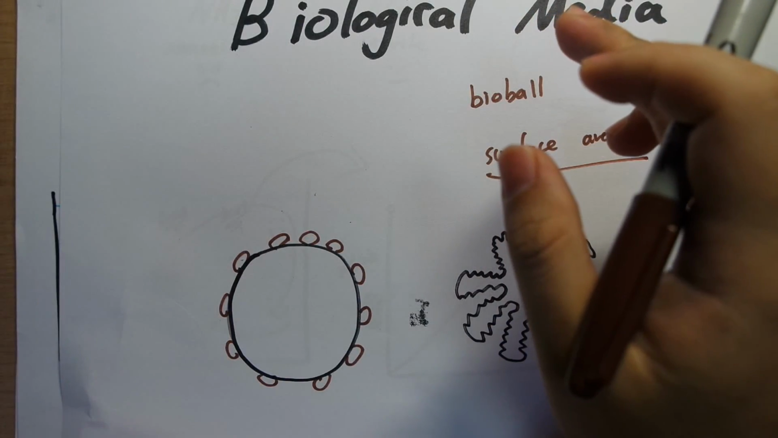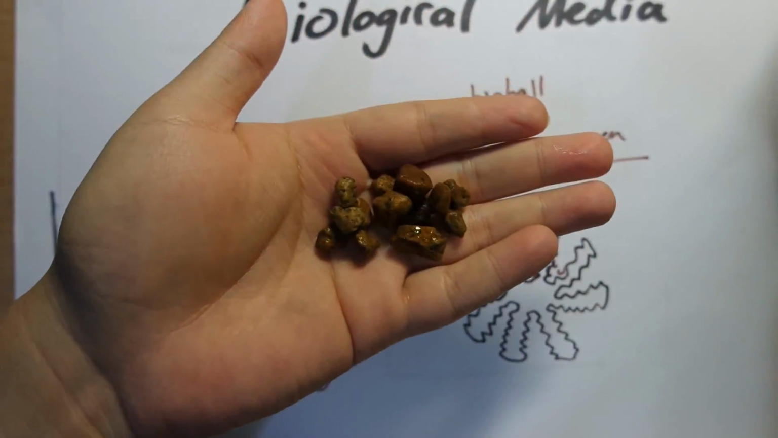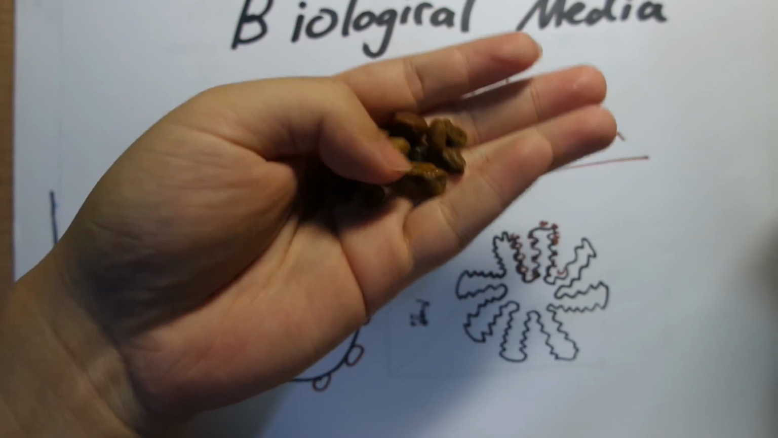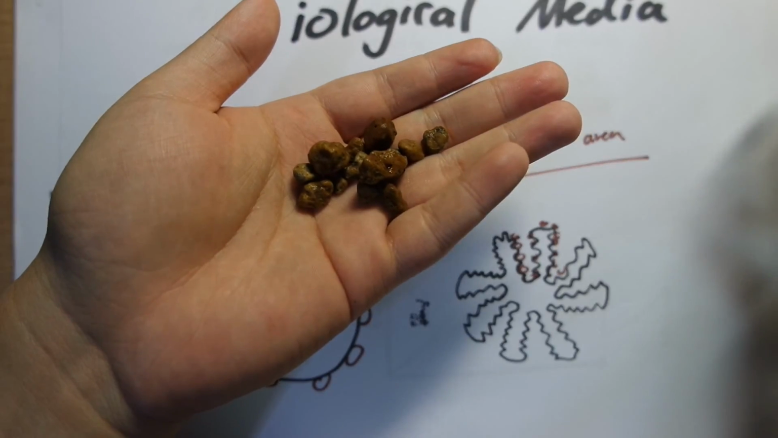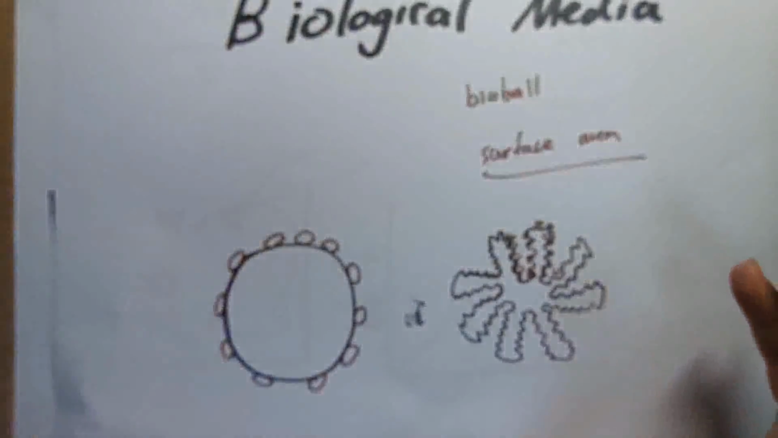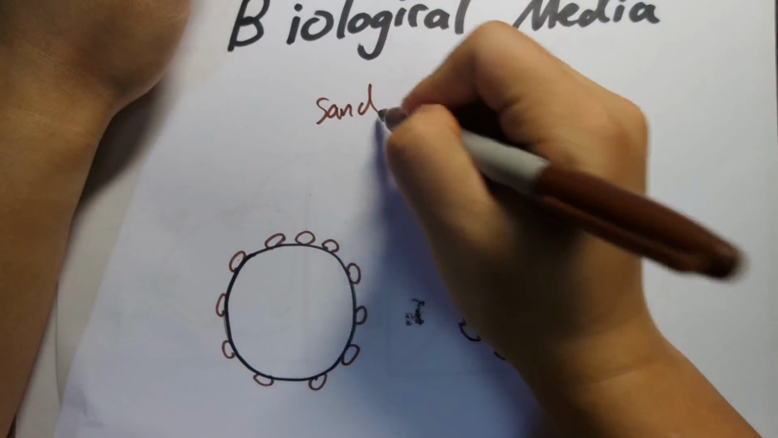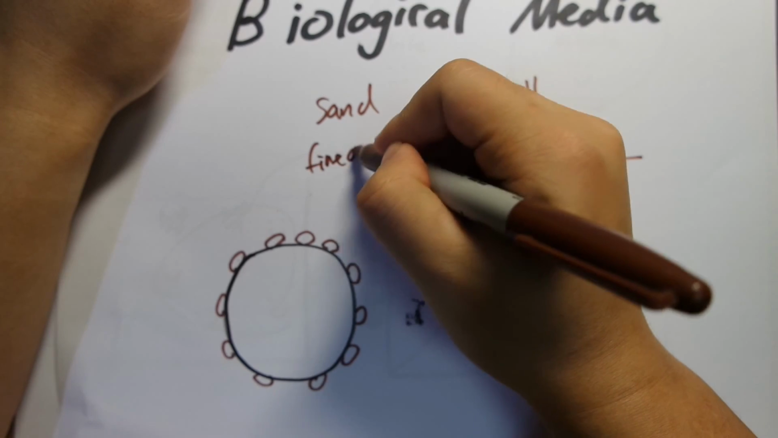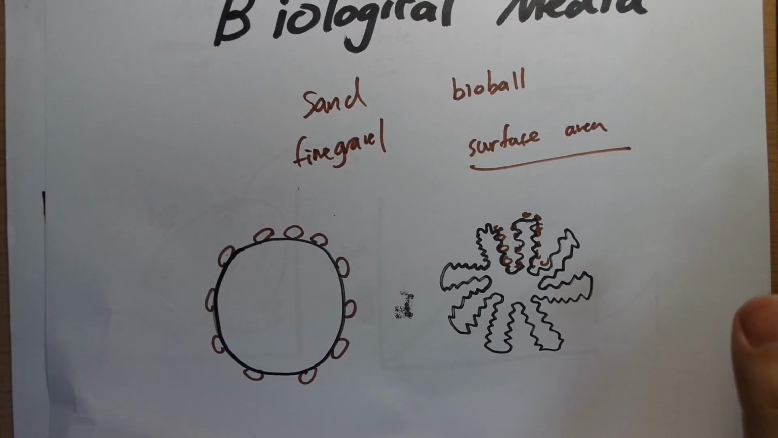And then there are other types of biological media like this. These are basically baked ceramic. If you look closely, there are tiny pores on it. So this stuff is also commonly used as biological filtration. And really anything with a large surface area can work. Commonly used stuff is sand and fine gravel. Anything with a large surface area basically works as biological filtration.